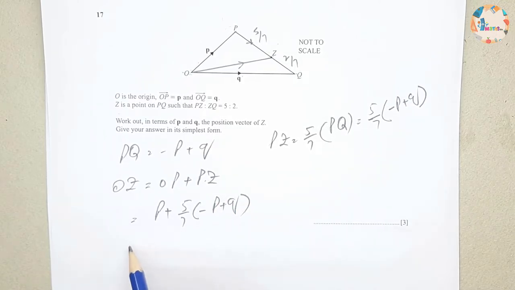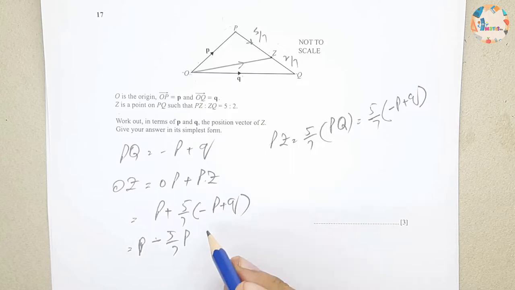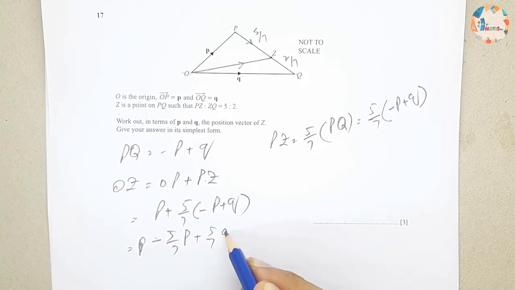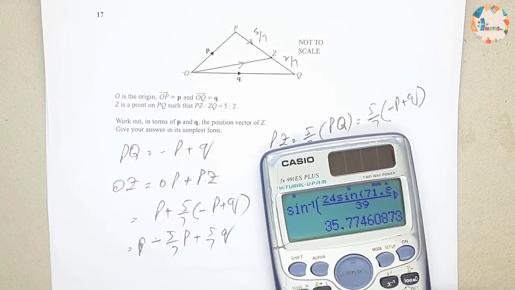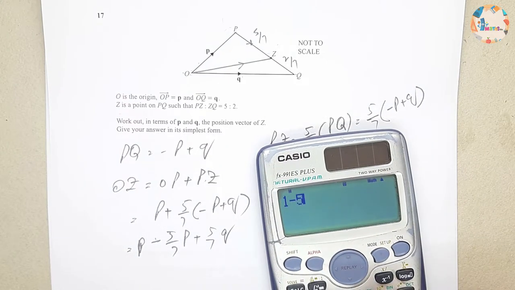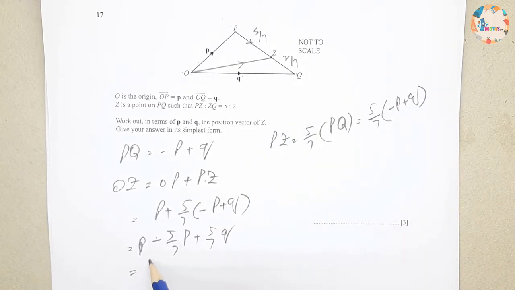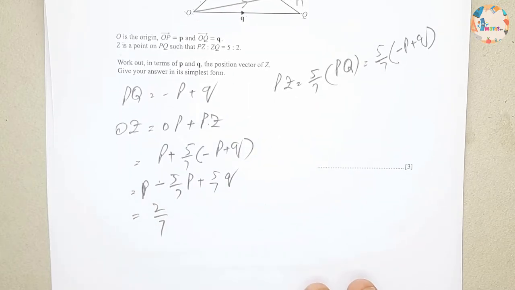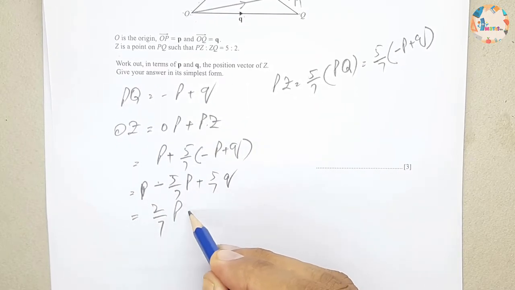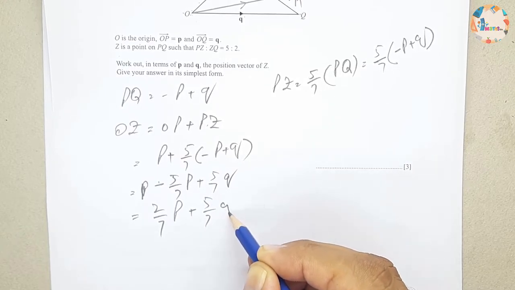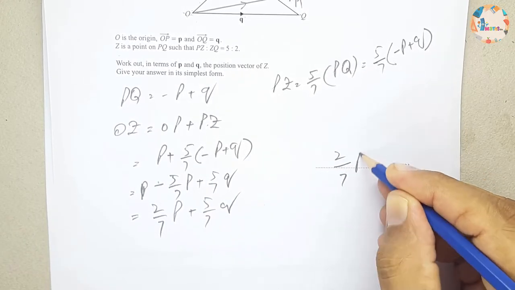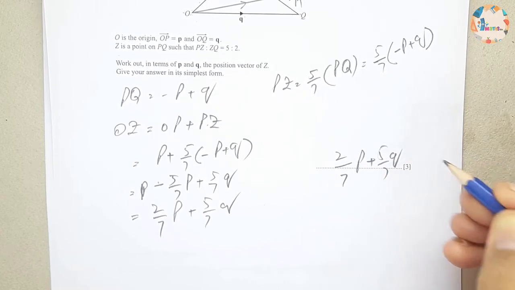Now we have to just simplify, and if we open the bracket, P and minus this will be 5 by 7P, and next will be plus 5 by 7 Q, and 1 minus 5 over 7 will be equal to 2 by 7. So we will write here 2 over 7P plus 5 over 7Q. This will be our answer.